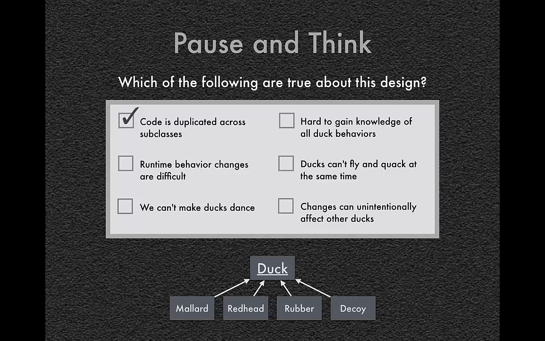What about the second assertion? Are runtime behavior changes difficult? The answer here is also yes. Inheritance relationships are fixed at compile time. Once you decide how a mallard duck is going to behave, that behavior cannot be modified at runtime without essentially hacking the client code. So if you want a mallard duck object to be able to fly sometimes and not fly at other times, you're better off using a different design.